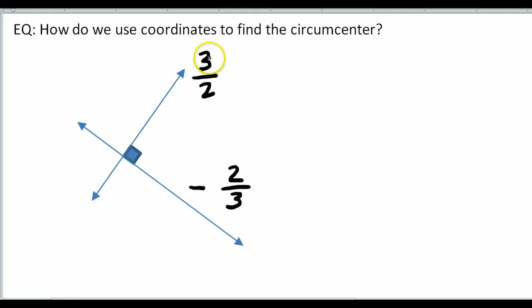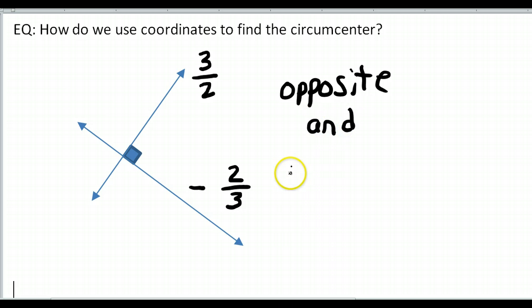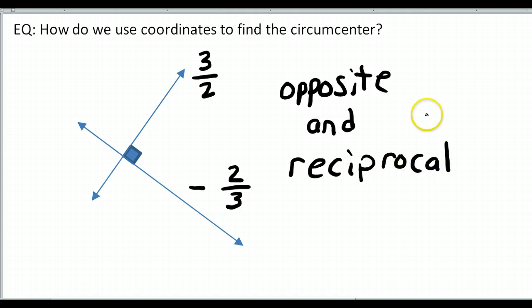But also you see what's happening with the fraction. 3 over 2, 2 over 3. They are reciprocals. So perpendicular lines will always have slopes that are two things: opposite and reciprocal. Okay, that's what happens when you have perpendicular lines. Opposite meaning opposite in sign, and reciprocal.